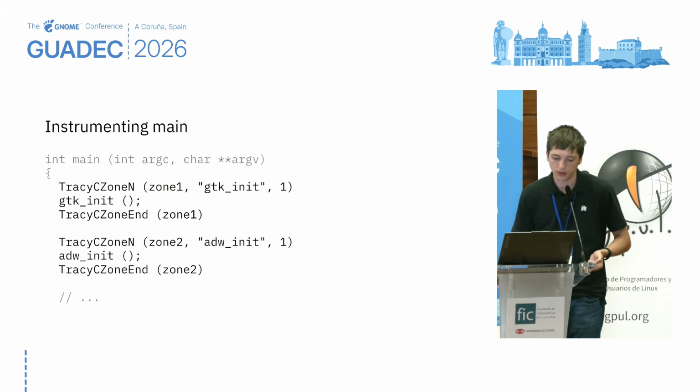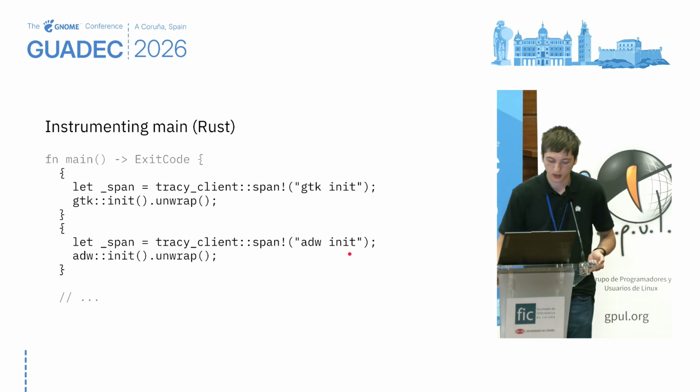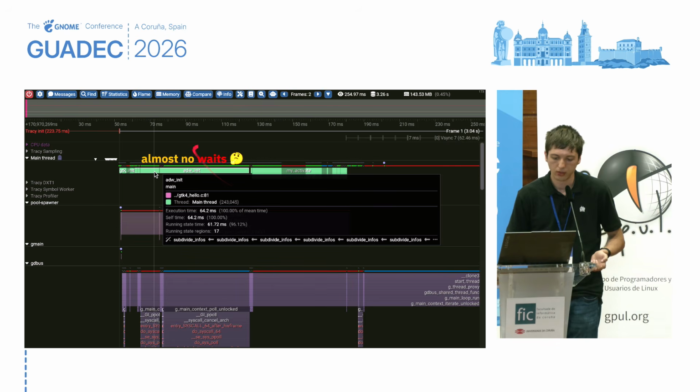Let's go to our main and put the zones around GTK init and adwaita init. Now keep in mind, in C there are no destructors, and you have to end the zone that you started, otherwise things will not record correctly. In Rust, I would just add curly braces with spans called GTK init, adwaita init. Now record again, and you can see all the space to the left of my activate is now taken up by GTK init and adwaita init.